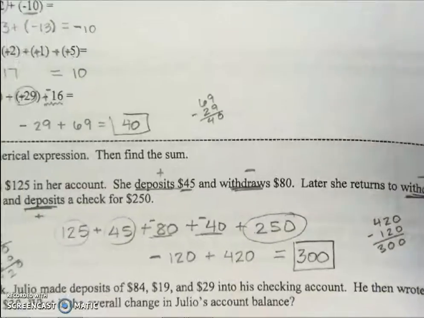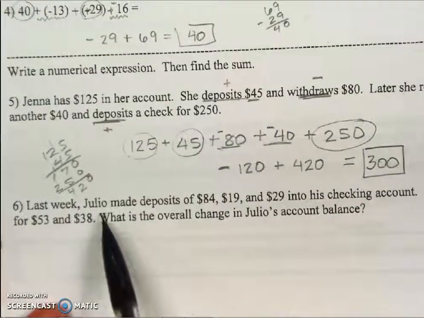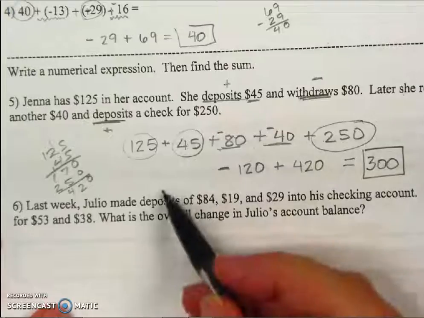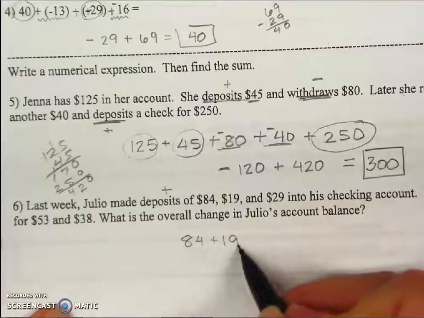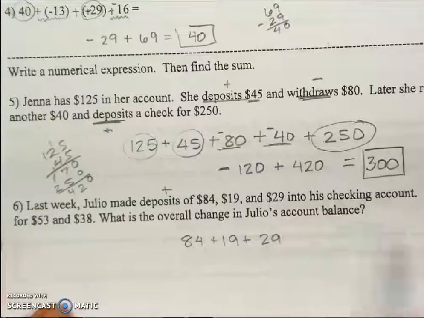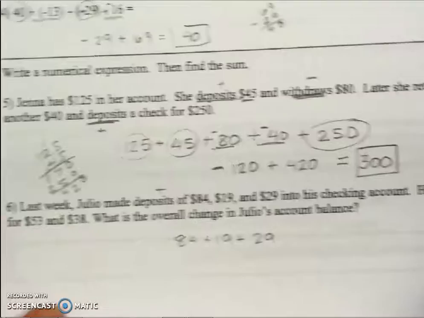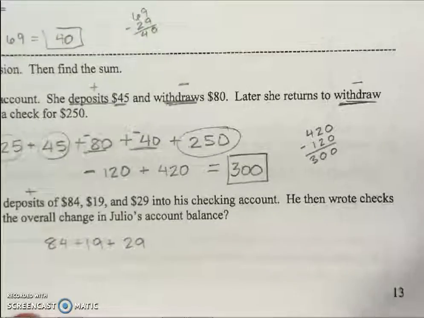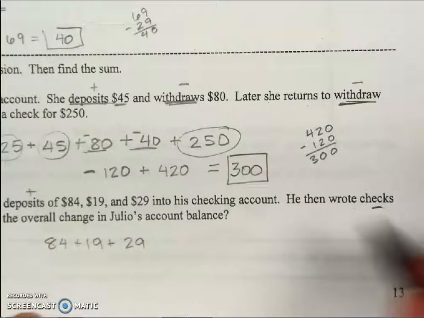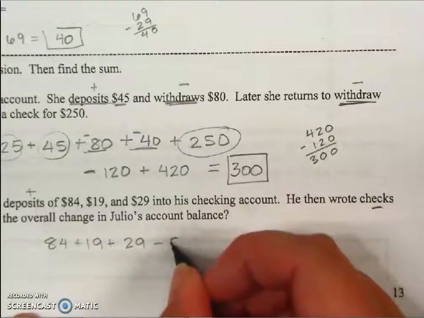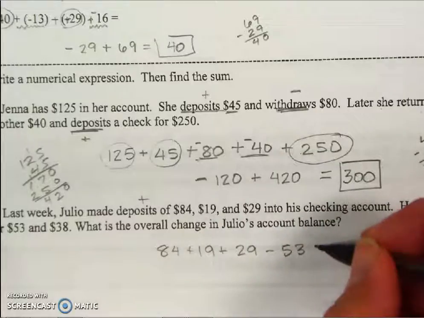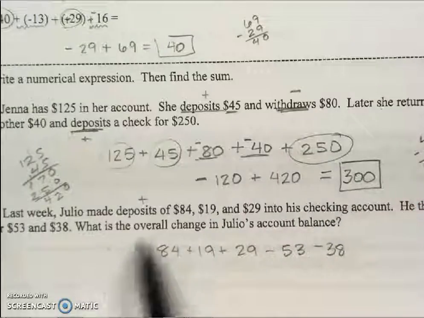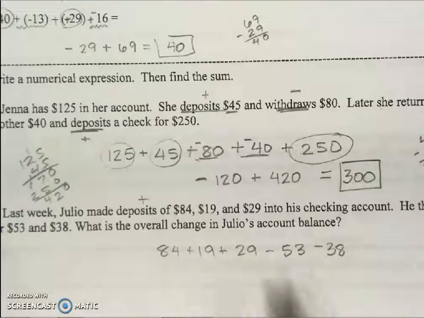All right, let's try the next one. Number 6, last week Julio made deposits. Deposits are positive numbers of $84 plus $19 plus $29 into his checking account. He then wrote checks. If you write a check, that's going to take money out. He wrote checks for $53 and $38. What is his overall change in Julio's account balance?